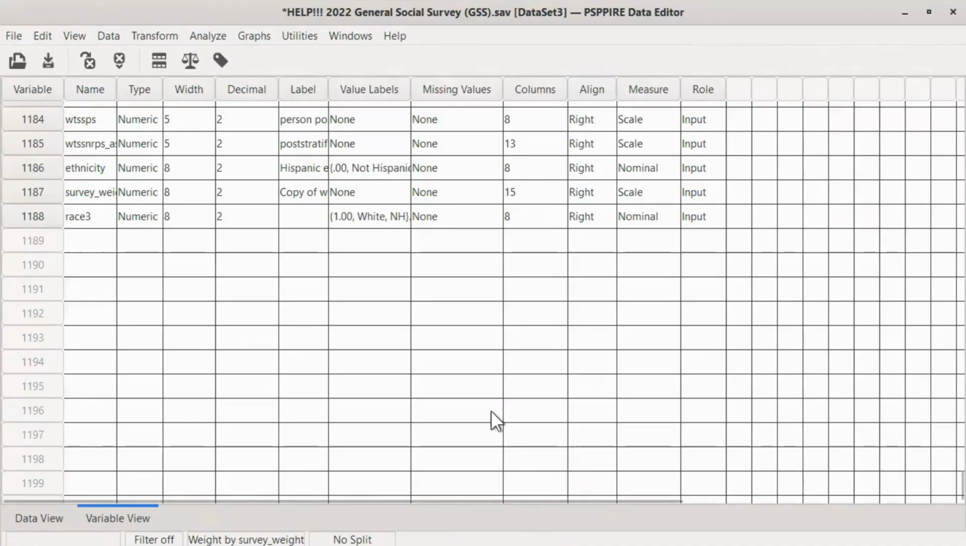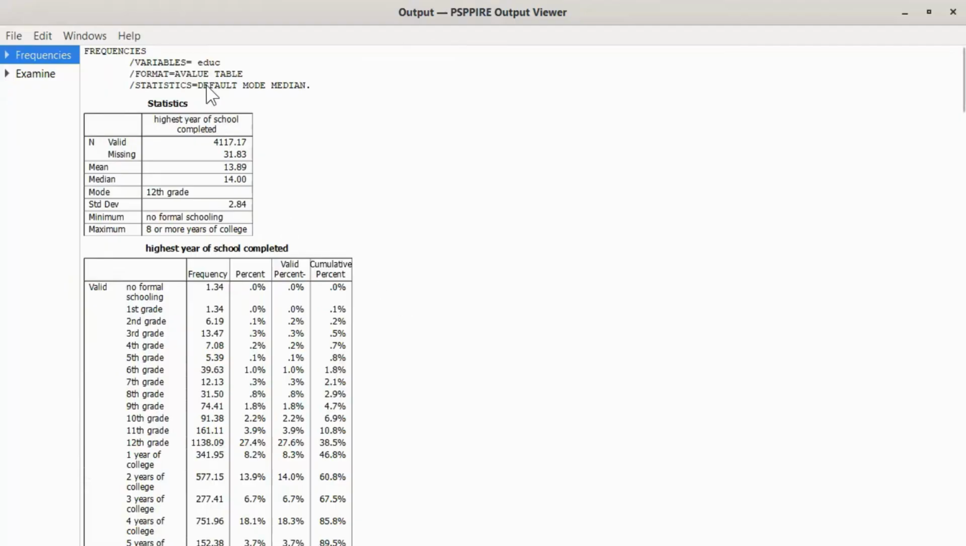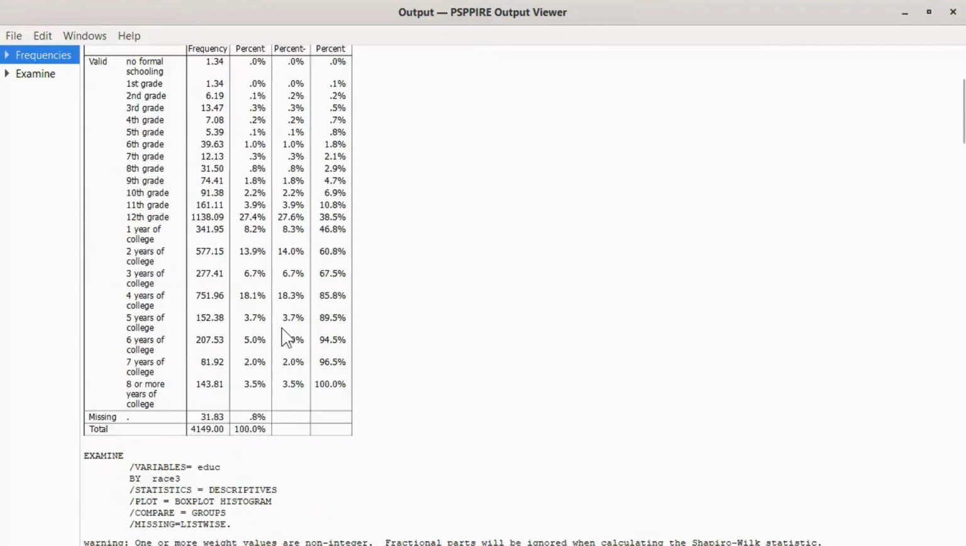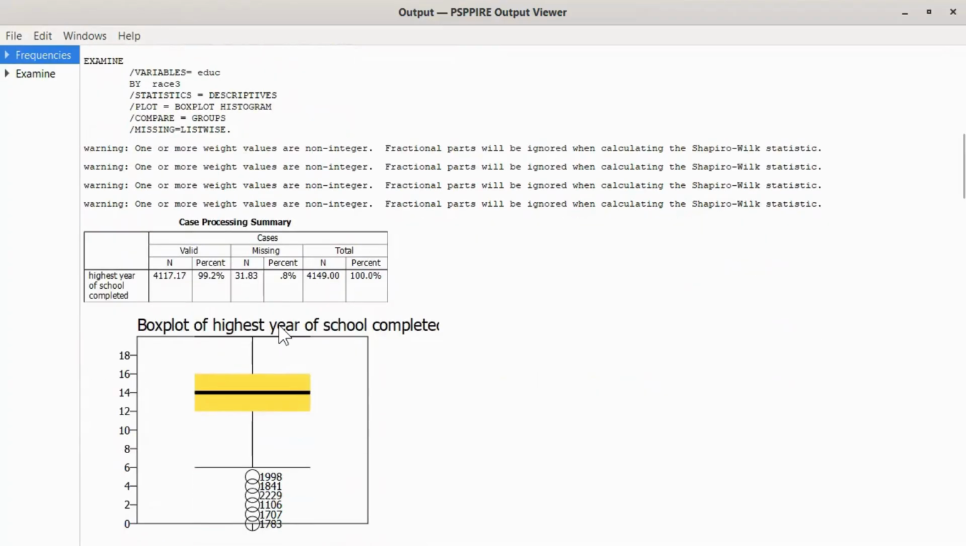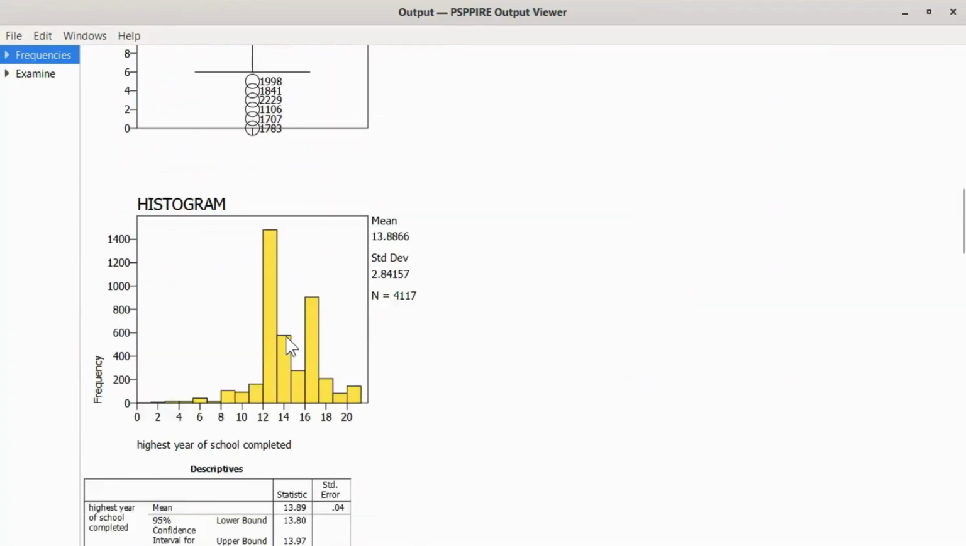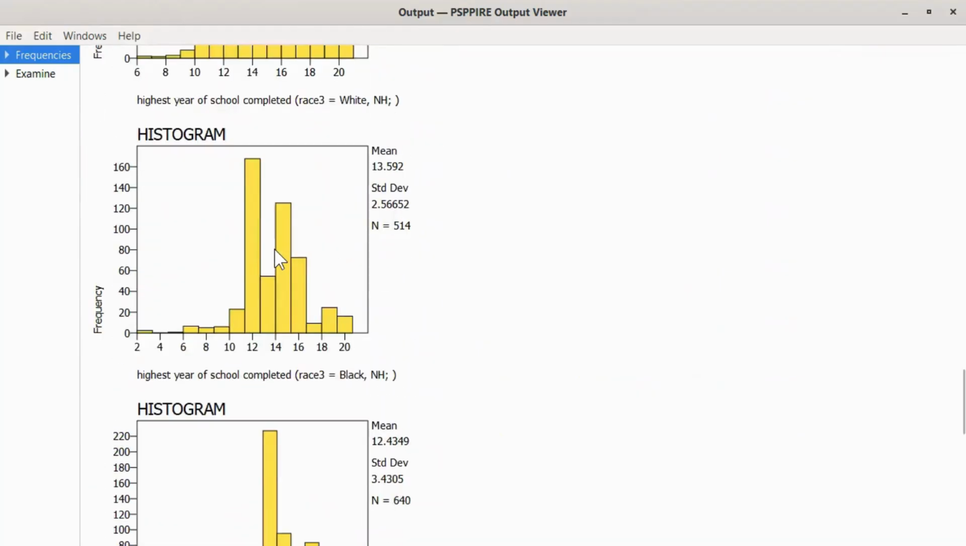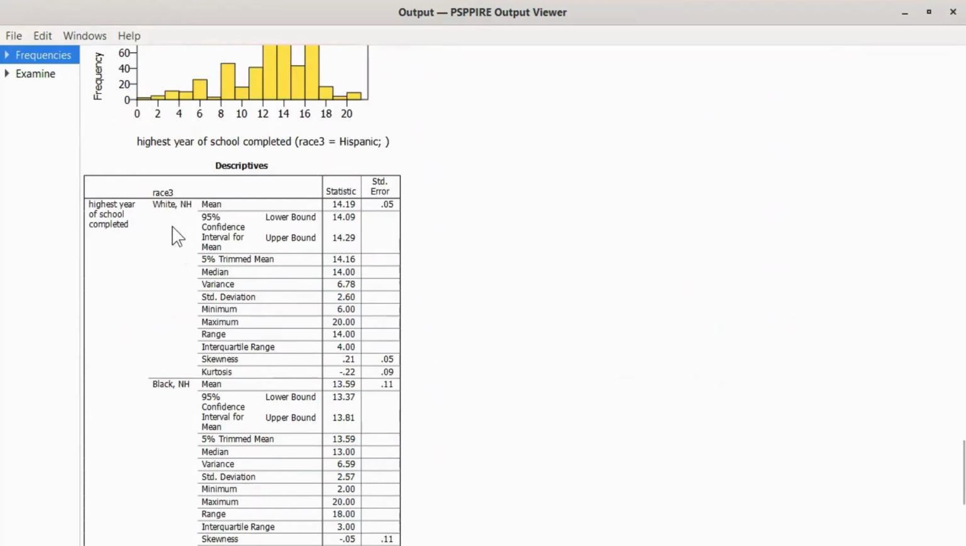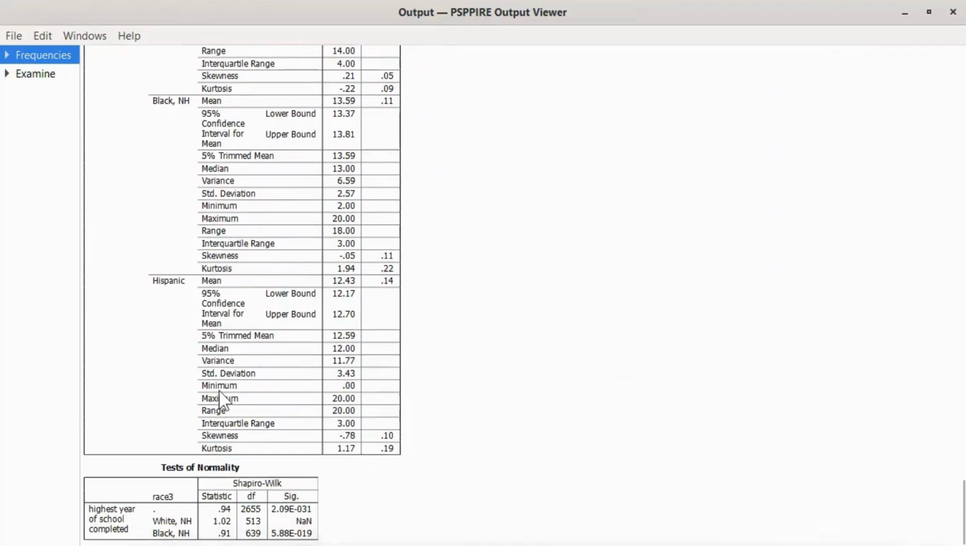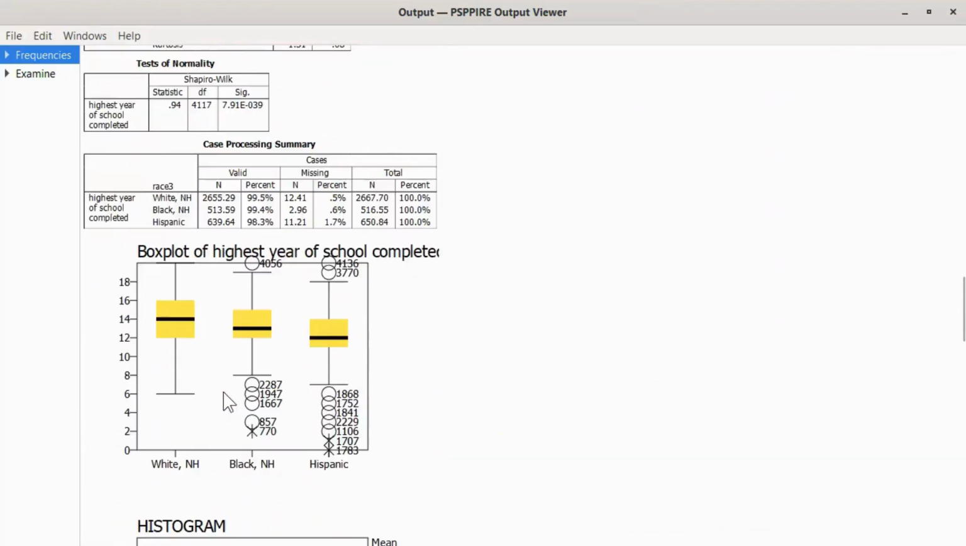So your output should look like this. You have those frequencies with mean, median, mode. And then you used Explore to get the general descriptors for the whole group, and then separately for white, black, and Hispanic. So this is what you'll turn in.